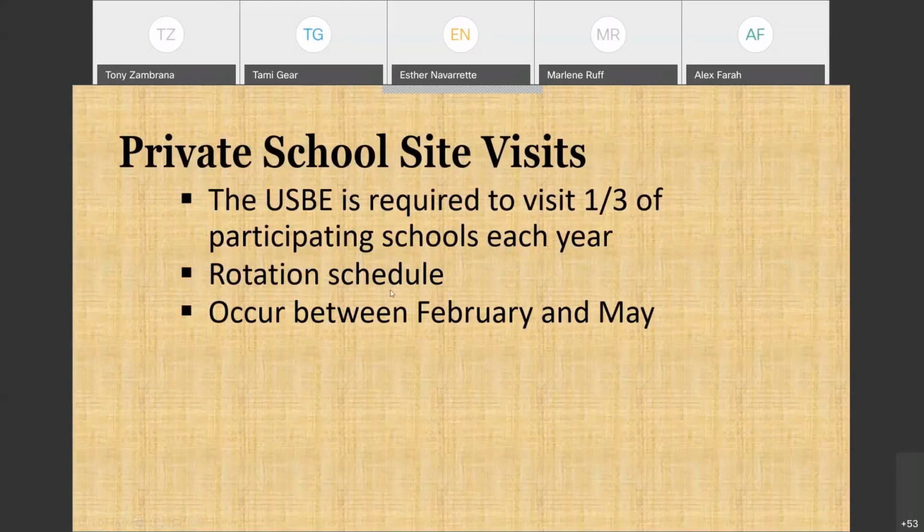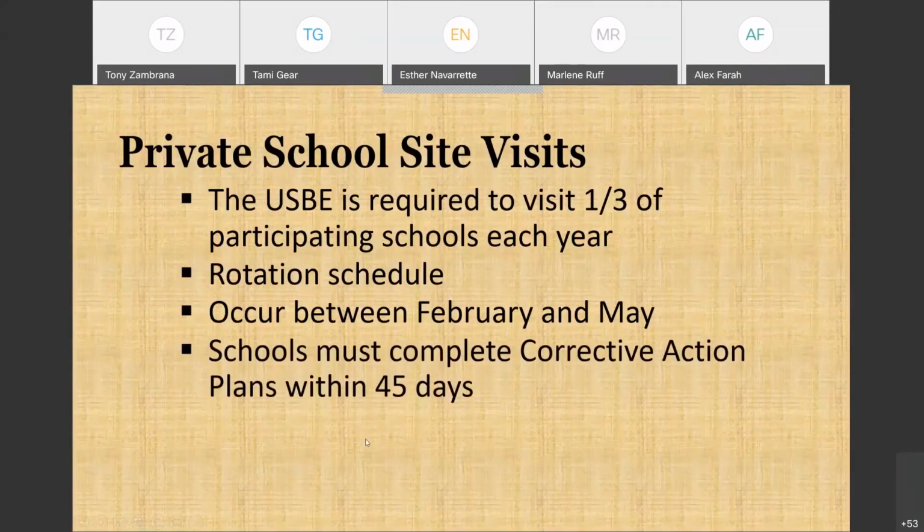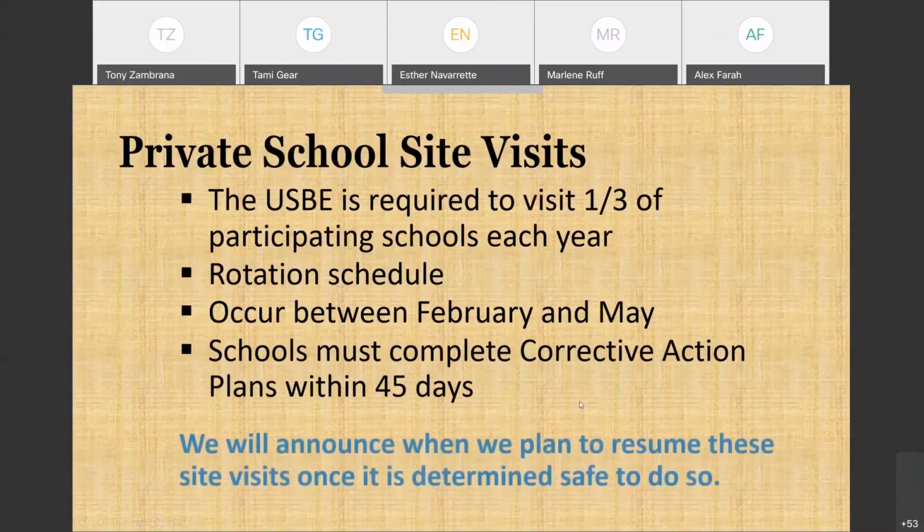If you're a brand new school, then you'll be evaluated that year. And we generally try to do these between February and May. We didn't get that this year. Schools must complete the corrective action plans within 45 days. So after the site visit, if we submit a corrective action plan for you due to a few areas that we felt need improvement, then you just have to respond to that within 45 days.